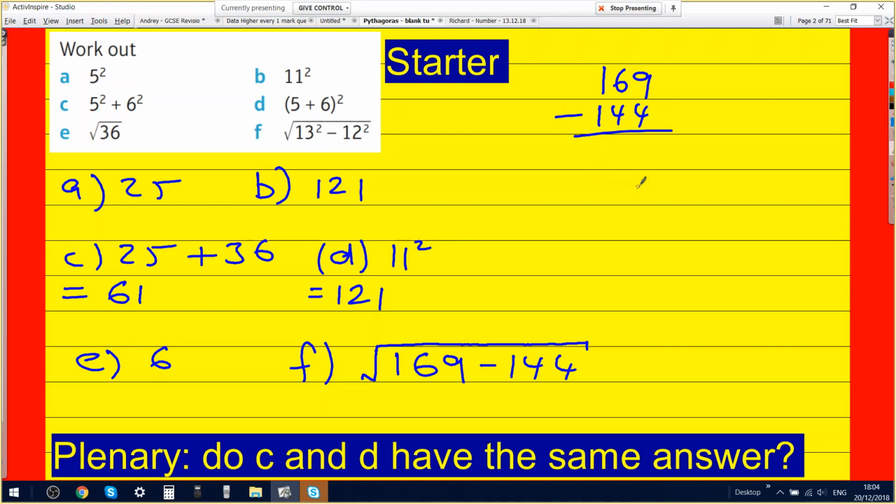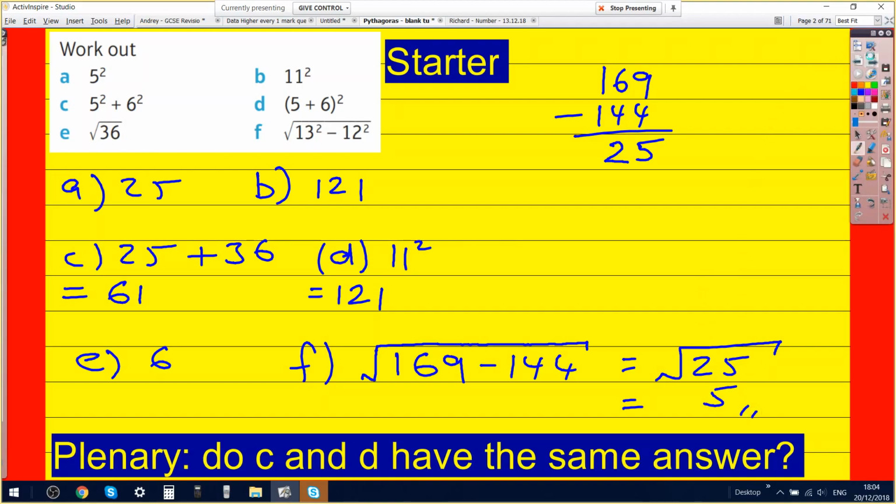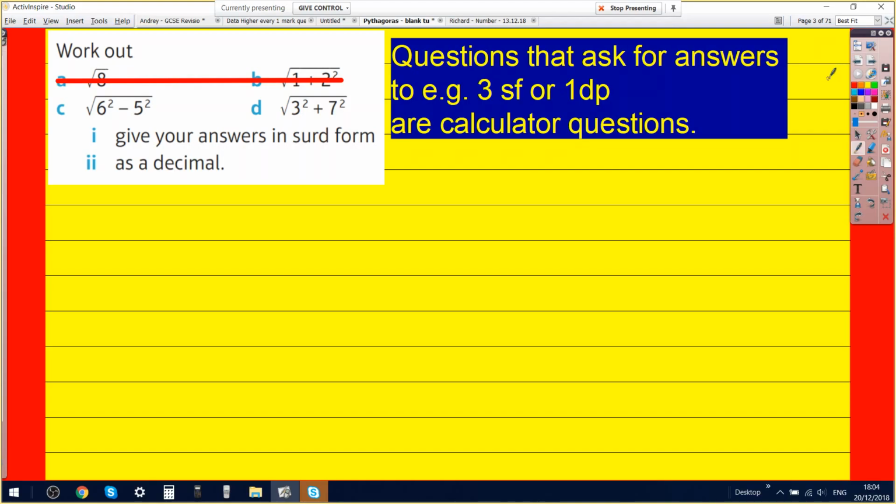15. Close. 14. No. 24. No, 25. And so what is that? 5. So this one, okay, let's do C and D.